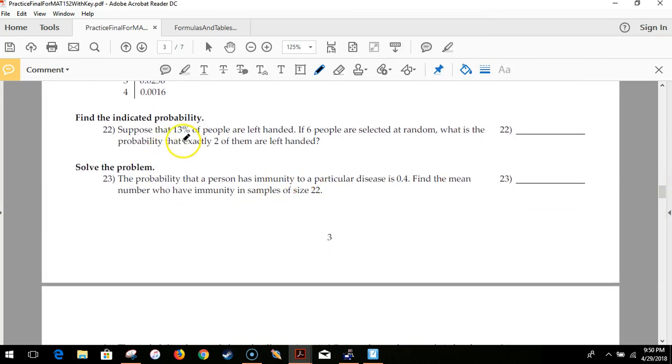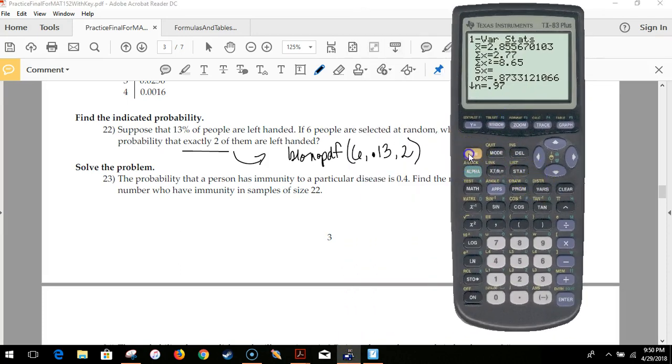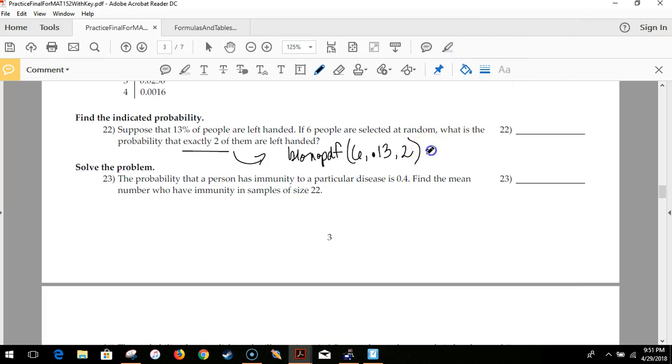22. 13% of people are left-handed. 6 people are selected at random. What's the probability that exactly 2 of them are left-handed? If you hear an exactly, you want to use binom PDF. The first number that goes in is N. That is the number of people. P is your probability of success. That's a 0.13, and then the number that you're looking for is the exactly 2. This is under second vars, our distribution menu. And I'm going to scoot down to binom PDF and type that in. And I'll get 0.1452.